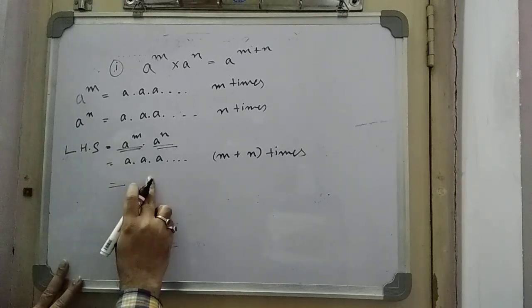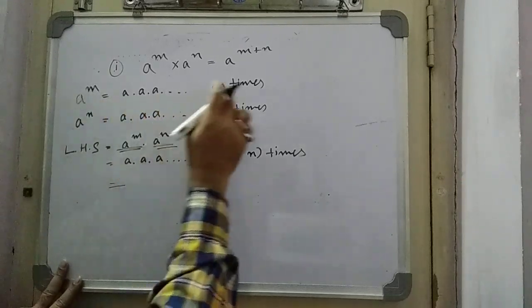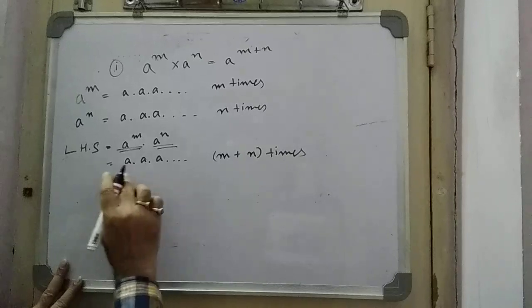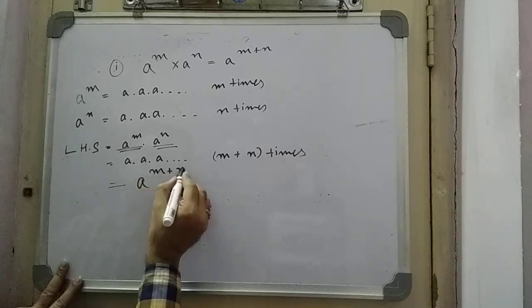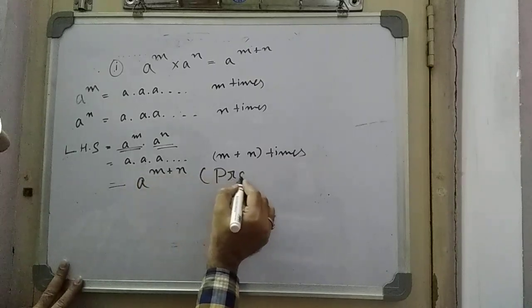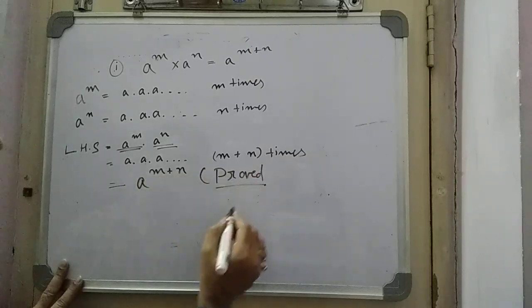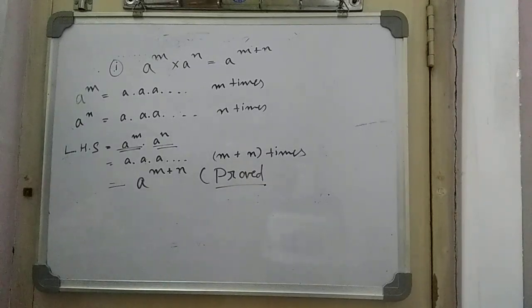And by definition, a to the power m equals m times multiplication. So m plus n times multiplication means a to the power m plus n. So this law is proved. Okay. So this is the first law, that is the very basic law.